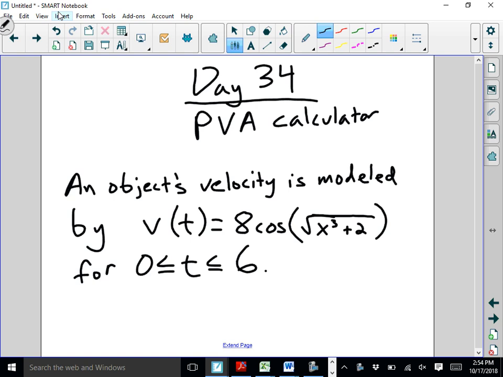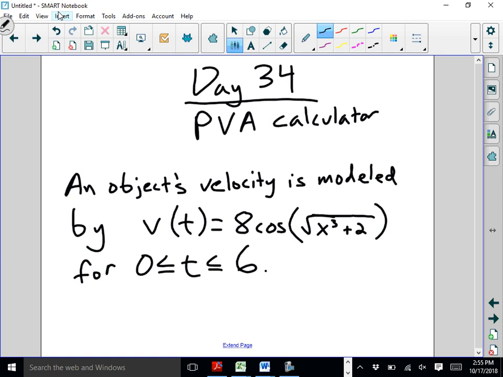Here's our model. We have an object's velocity is modeled by v of t equals 8 cosine of the square root of x cubed plus 2 for 0 is less than or equal to t is less than or equal to 6. A couple of things to note here. No units were included with this problem, so we won't need units throughout the whole problem. So nothing to worry about there. Also notice that the equation we have is for velocity.